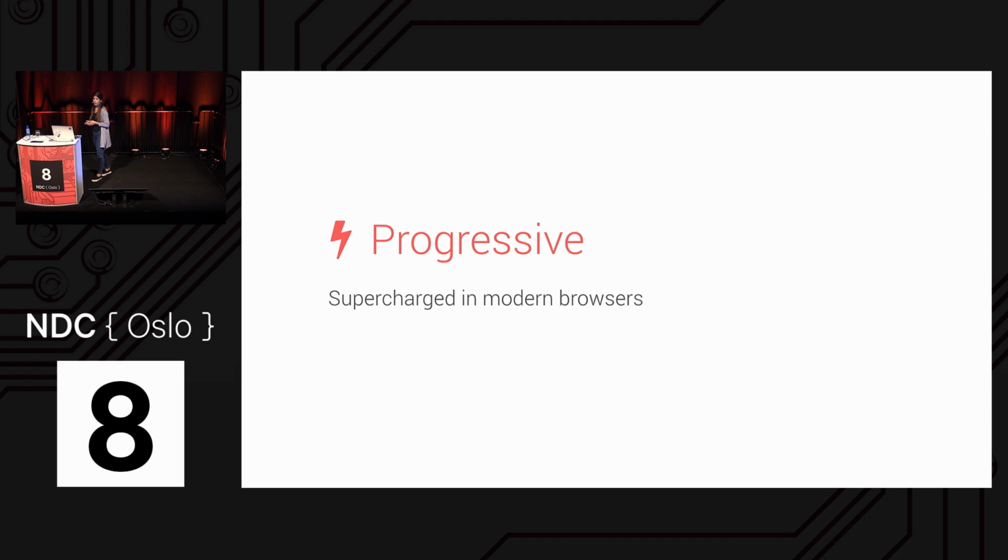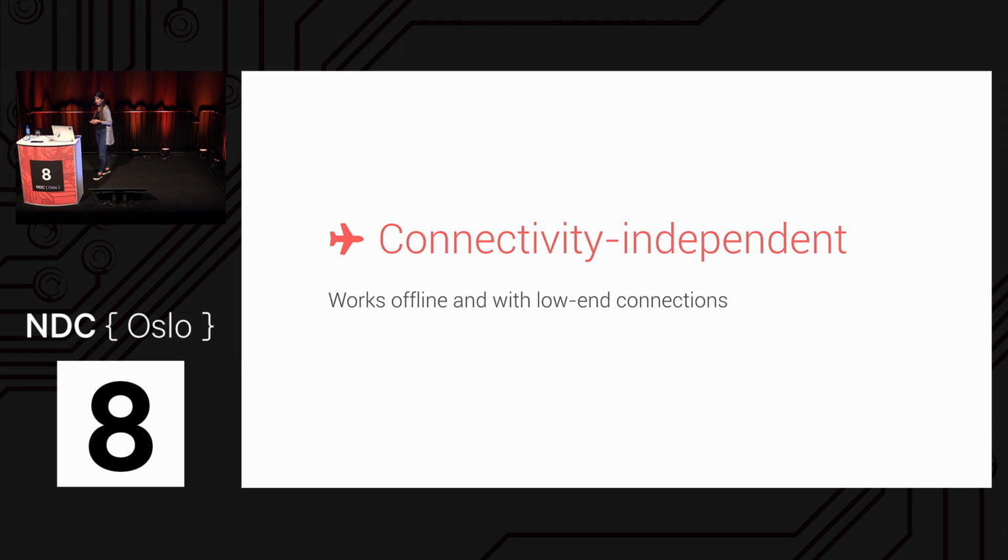A progressive web app is progressive. It's supercharged in modern browsers, which means it works anywhere, everywhere, and you can enhance the experience for devices that support more advanced features. Hence the term progressive enhancement. A progressive web app is connectivity independent, and that's one of the most important features of a progressive web app. It works offline, and it works with low-end connections. So no matter what the internet is, it should work perfectly.